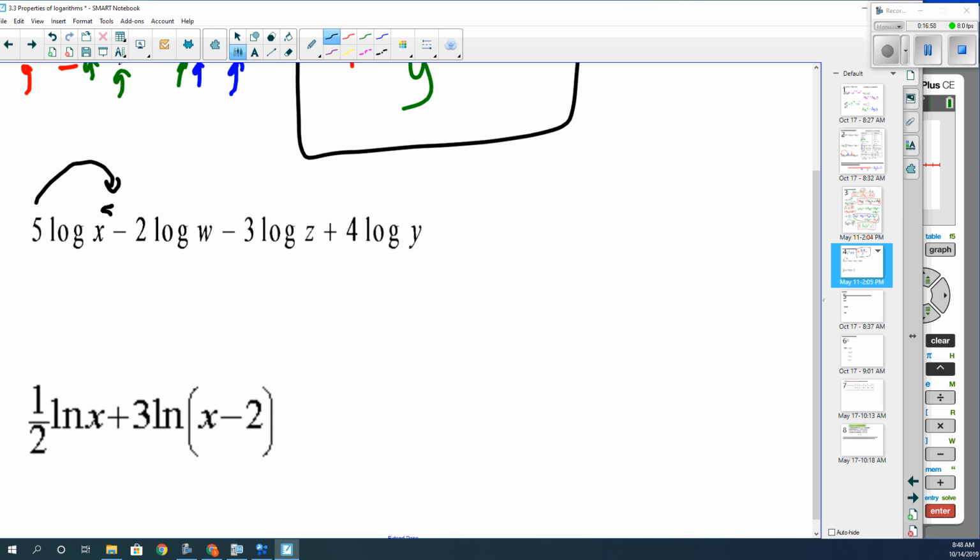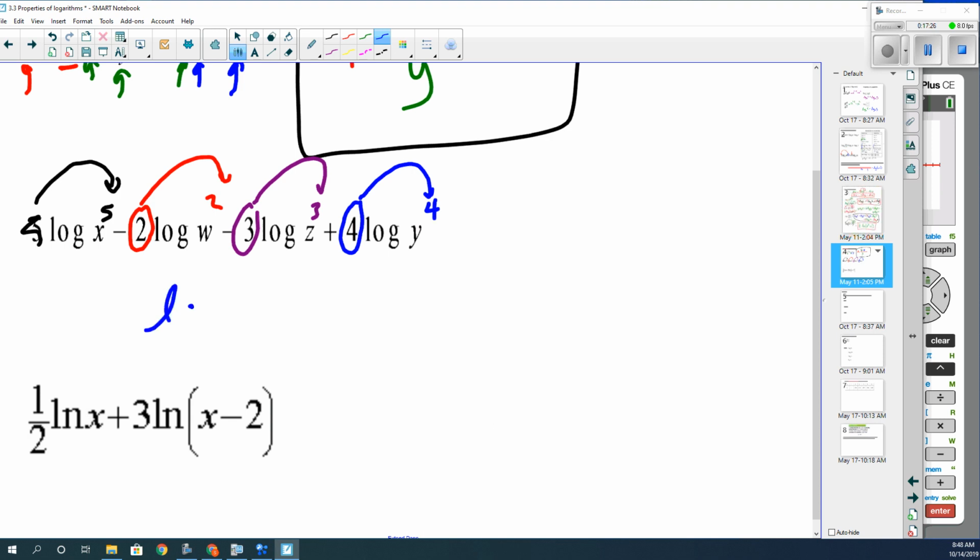So then I'm going to move it from in front of the log and make it an x to the 5th. And then I'm going to take this 2. I ignore the minus sign and I'm only taking the 2. So I take the 2 and put it right there. And then I'm going to take the 3, make it become a power on top of the z. Then I'm going to take the 4, make it become a power on the y. Now that I've taken care of the powers, I write my log once and then make a fraction.